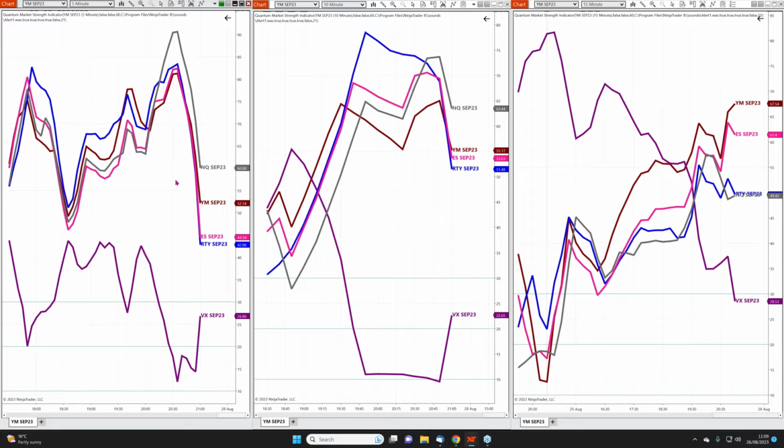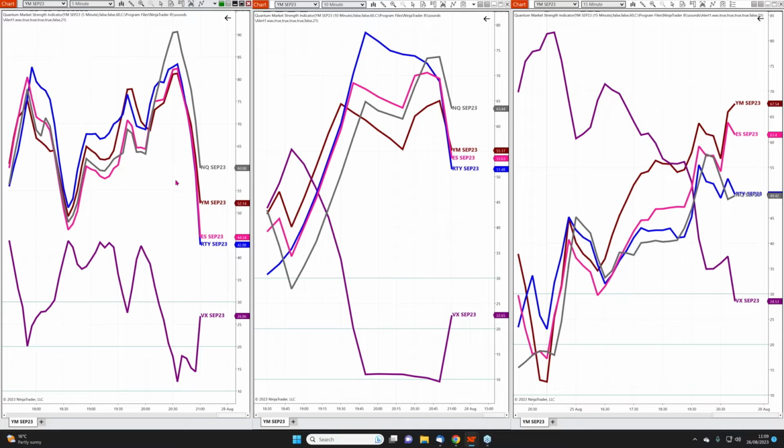In other words, it's universal across the complex, if you will, very similar to the way we look at things in the currency world, where we're looking for universal sentiment. We want to be trading with the universal sentiment of the market. Now, it's perfectly fine, and we see this quite a lot.